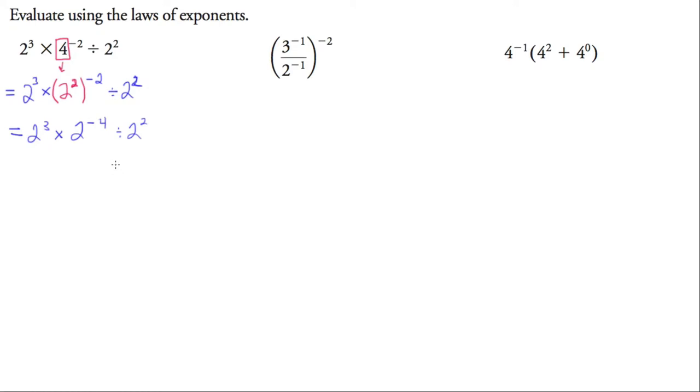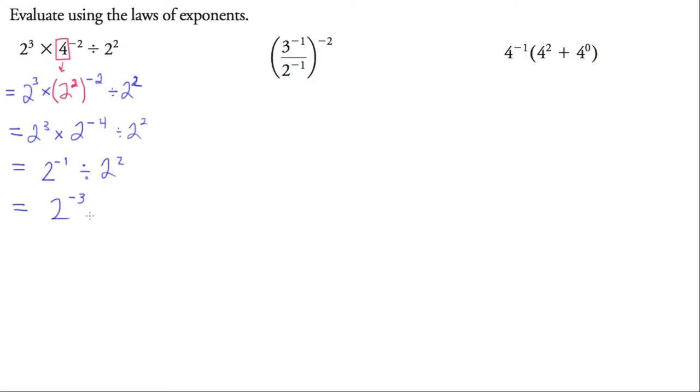Now we can take care of any multiplication and division. And we're 2's across the board in terms of bases, so we'll just use our exponent laws of adding and subtracting exponents. So I know our answer is going to be base 2. We're going to add our exponents here. 3 plus negative 4 is negative 1. I'll say that again. 3 plus negative 4 is negative 1. And I'm going to subtract 2. So I've got 2 to the negative 1, if we need to see it in another step. This negative 1 came from the addition of the 3 and the negative 4. And now I'm going to subtract further. Negative 1 take away 2 is negative 3.